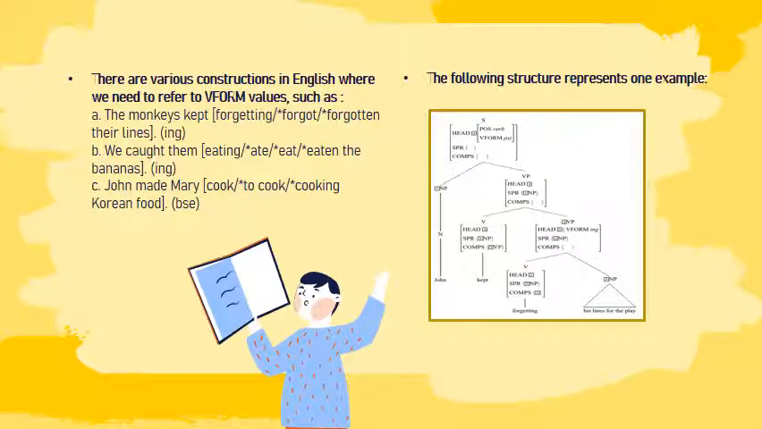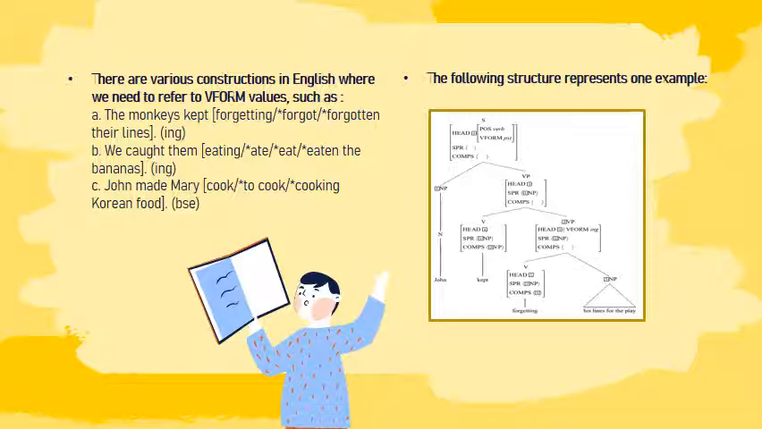There are various constructions in English where we need to refer to the V-form value, such as: A. The monkeys kept forgetting, or forgot, or forgotten their lines. B. We caught them eating, or ate, or eat, or eaten the bananas. C. John made Mary cook, or to cook, or cooking Korean food. The following structure represents one example.